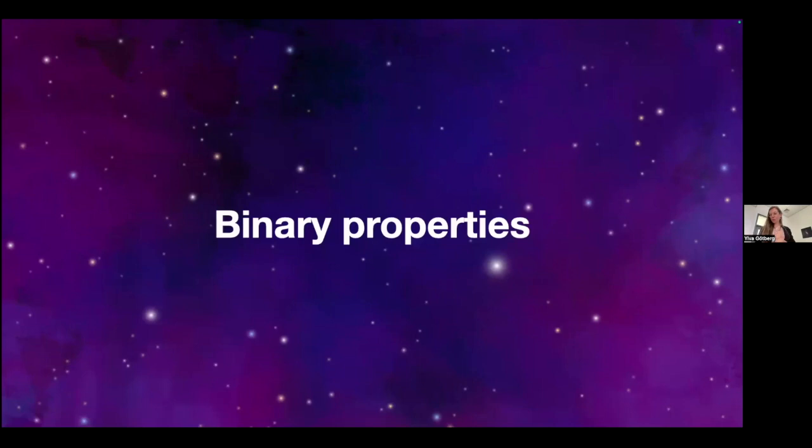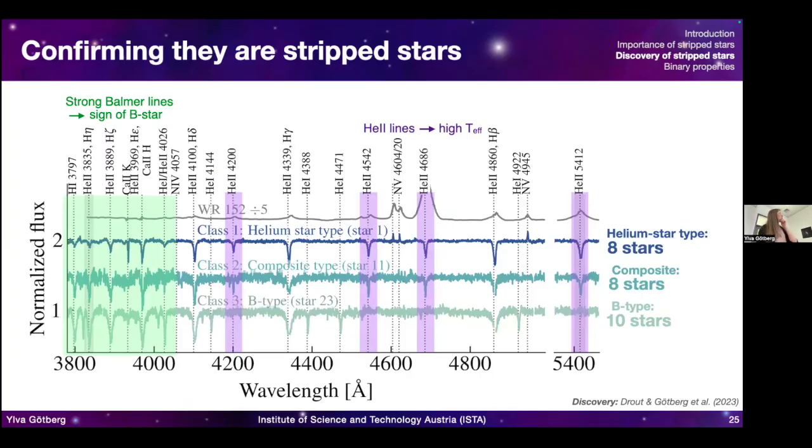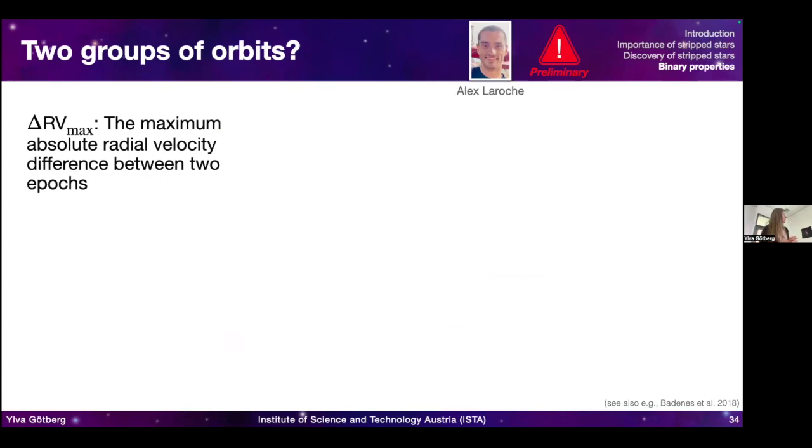Now, just to finish up, I have a short part on the binary properties, which is mainly the project of Alex Laroche. And so we're again going to look here at the helium star type, and first also a little bit the composites to show you a mystery.